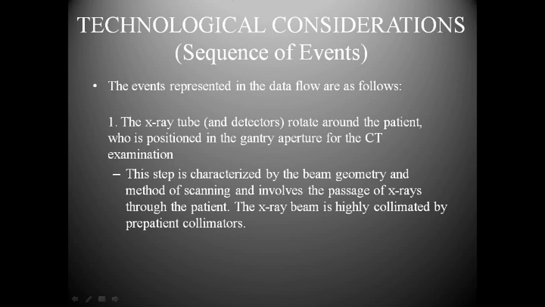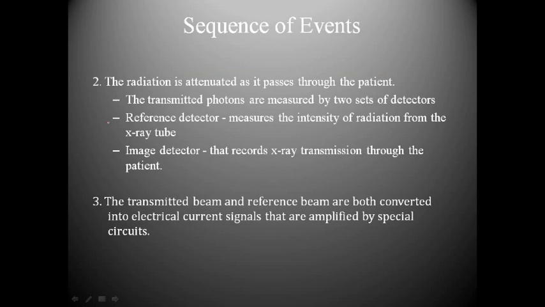So in wrapping up, the sequence of events of data flow is what we're going to look at. Number one, the X-ray tube and detectors rotate around the patient who is positioned in the gantry aperture for the CT examination. This step is characterized by the beam geometry and method of scanning. It involves the passage of X-rays through the patient. The X-ray beam is highly collimated by the pre-patient collimators.